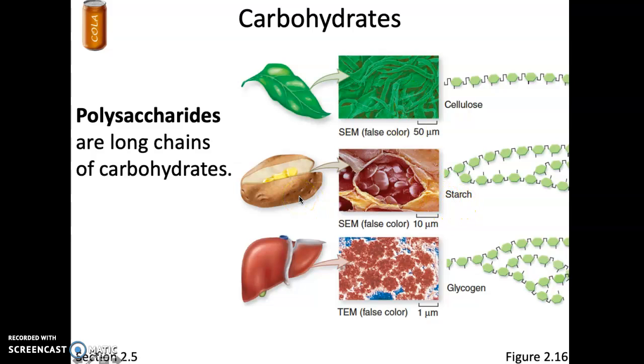So in potato, this is under the microscope, it looks like this. And these are more branched, do you notice? They branch in a different way because those bonds are slightly different in starch.